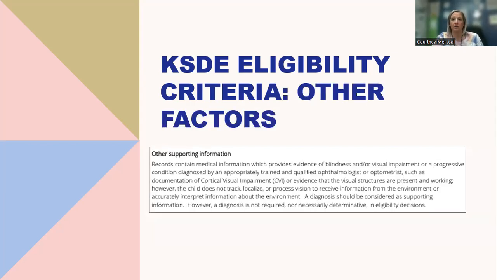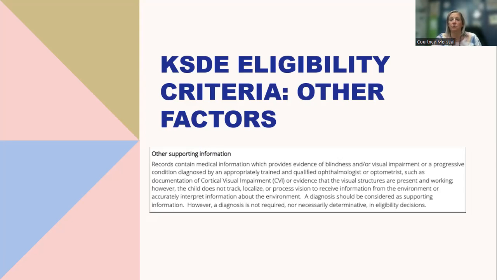Other factors that could come into eligibility criteria with this would be that their records of medical information provide evidence of blindness and/or visual impairment or a progressive condition diagnosed by an appropriately trained and qualified ophthalmologist or optometrist, such as documentation of cortical visual impairment or evidence that the visual structures are present and working. However, the child does not track, localize, or process vision to receive information.